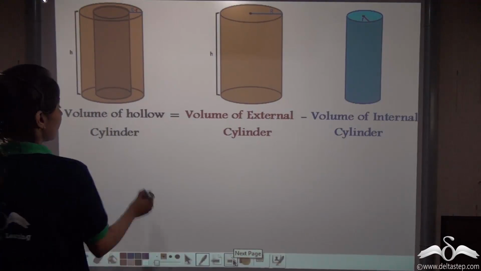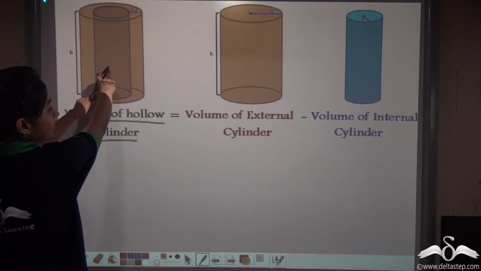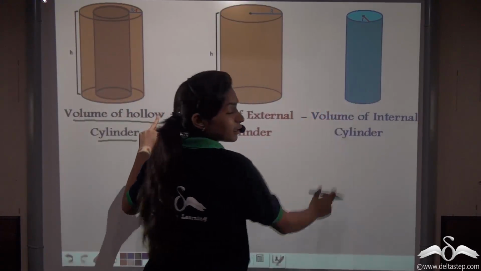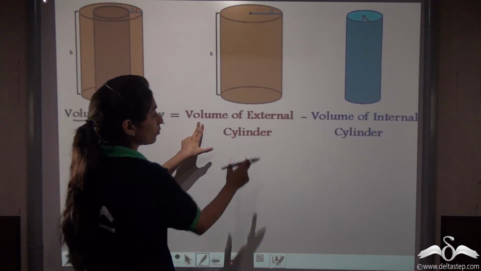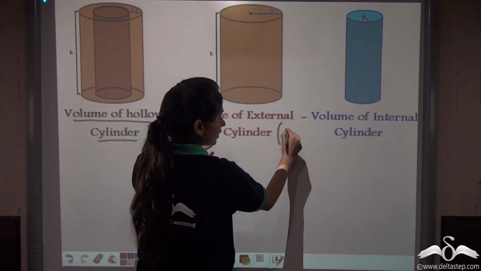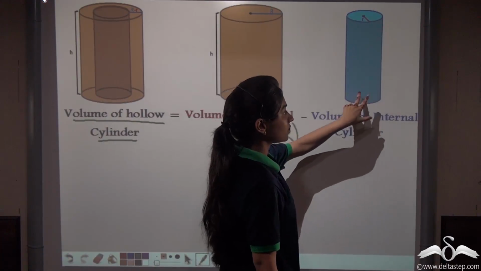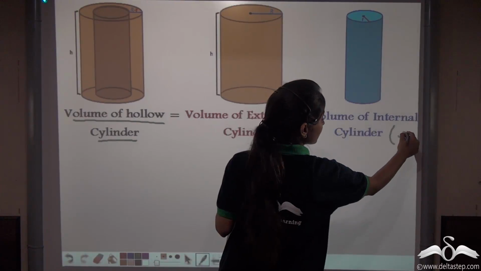Now you can see that the volume of a hollow cylinder is what? This is a hollow cylinder. It is made from the solid cylinder minus the internal cylinder we had created. So the volume of a hollow cylinder is actually volume of the external cylinder that had the radius capital R minus volume of the internal cylinder that we have taken out from this solid cylinder with the radius small r.